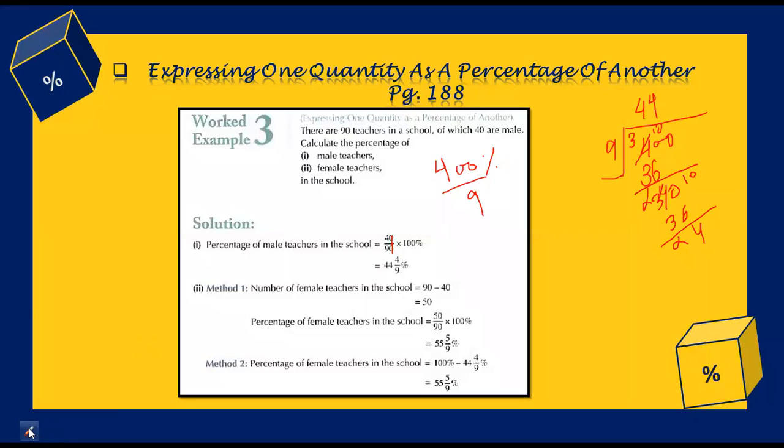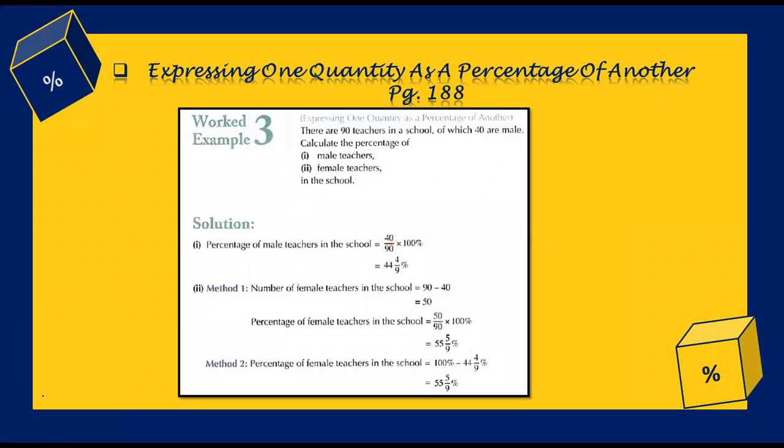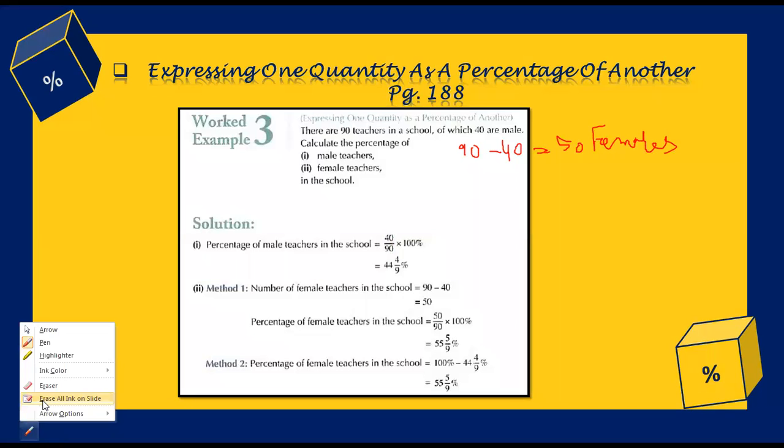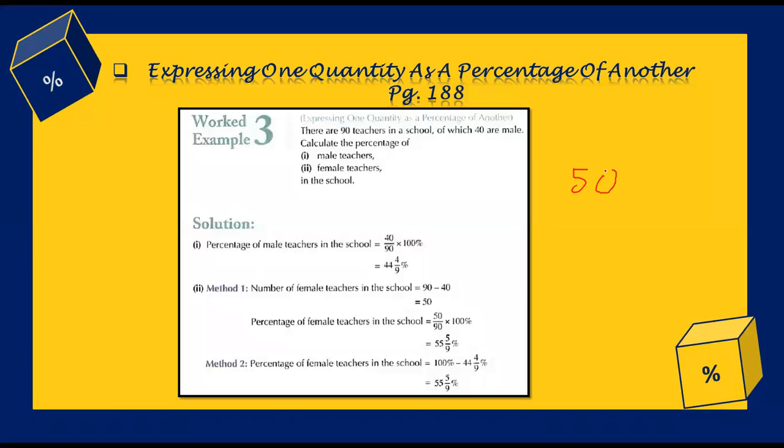नेक्स्ट पार्ट इज दैट we have to find the percentage of female teacher. तो 40 मेल है, 90 ओवरऑल टीचर है, तो 90 माइनस 40 इक्वल टू 50. तो 50 फीमेल्स हो गई. अब मुझे इसकी परसेंटेज फाइंड आउट करनी है. 90 minus 40 means 50 females.